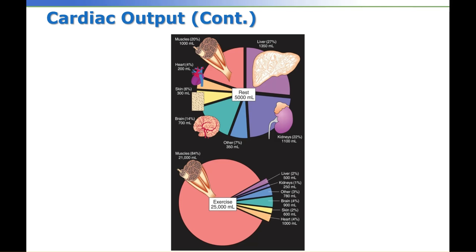Cardiac output. Where is the blood flow? Well, during exercise, you have blood that's flowing to the muscle, 84%, and then at rest, you see it's much different. You have muscles 20%, liver 27%, brain 14%.